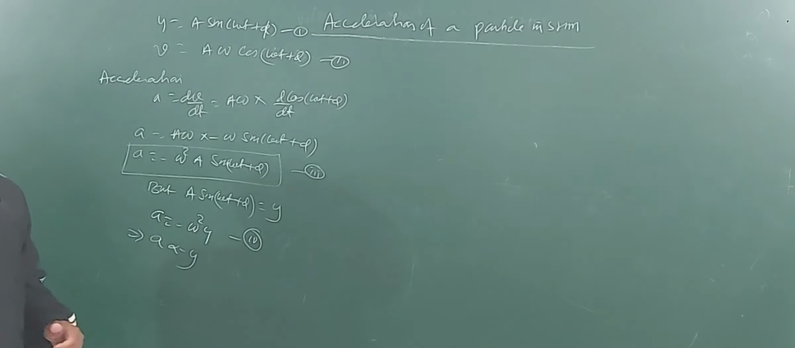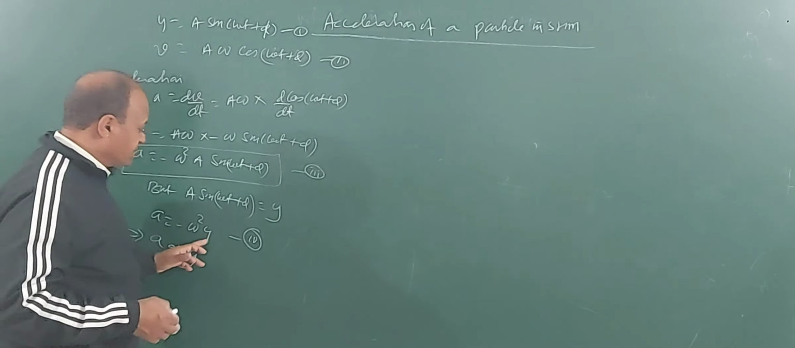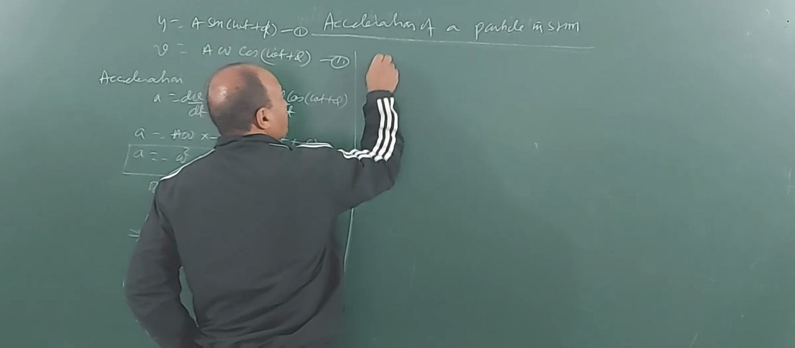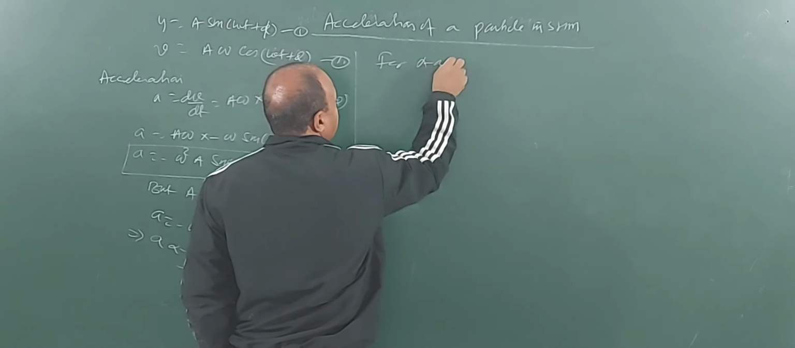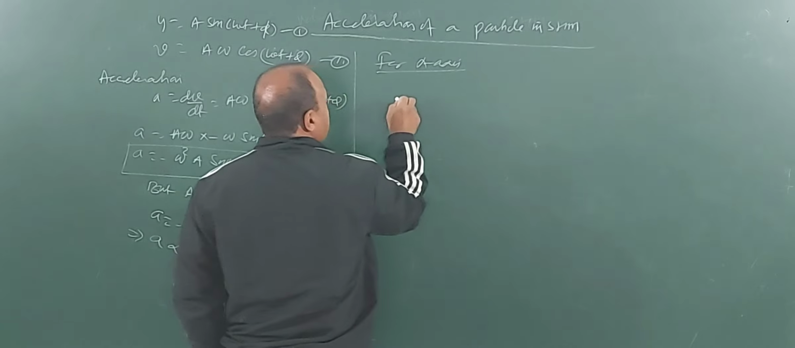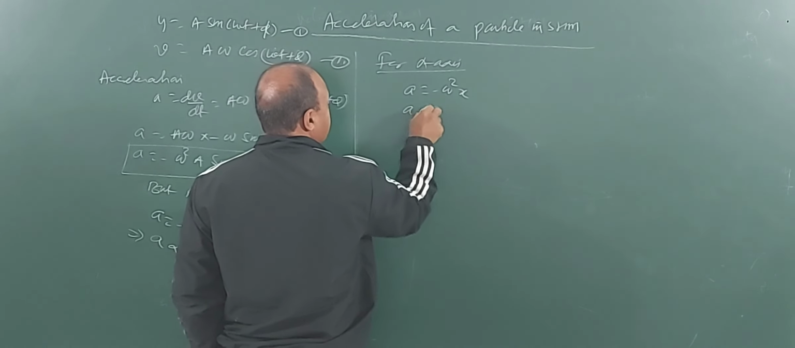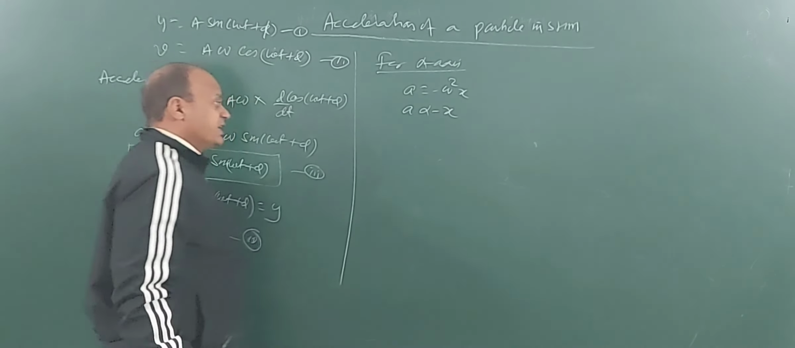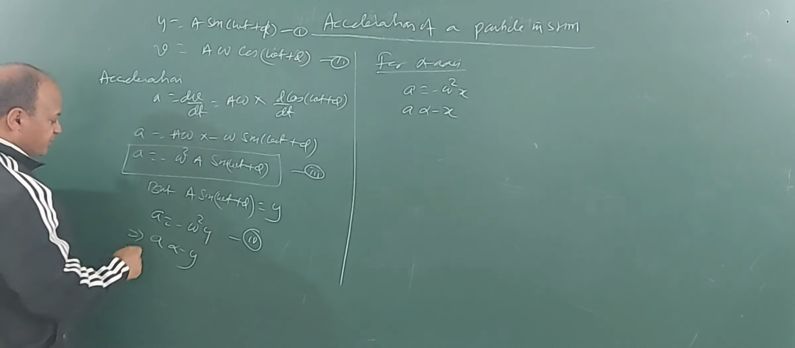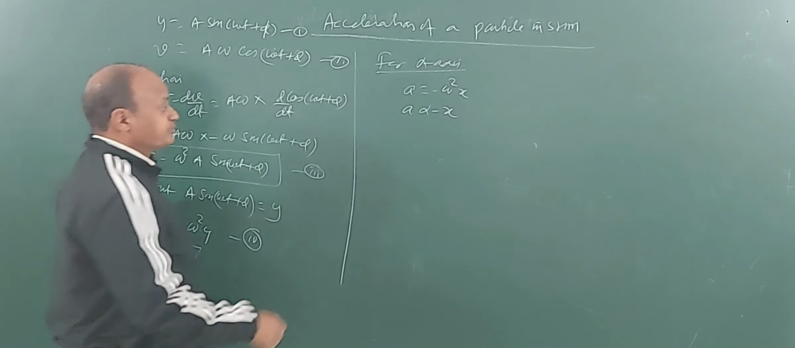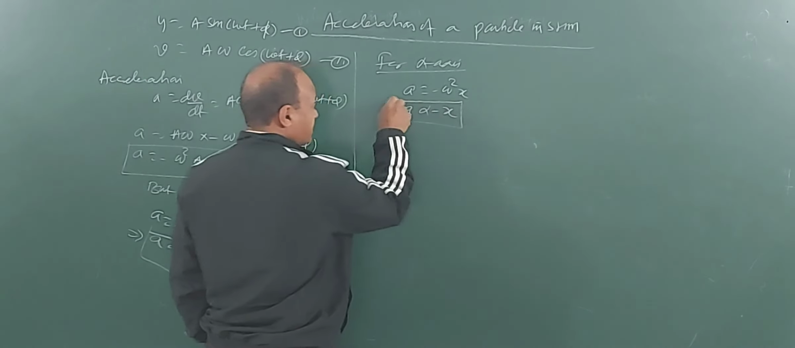Now, this is for motion along the y axis. If a particle is moving along the x axis, we will replace y with x. So for the x-axis, if a particle is displacing along the x-axis, then a will be minus omega square x. So every time I have to prove that the motion is simple harmonic motion, I'll prove that a is directly proportional to y, or a is directly proportional to minus x.